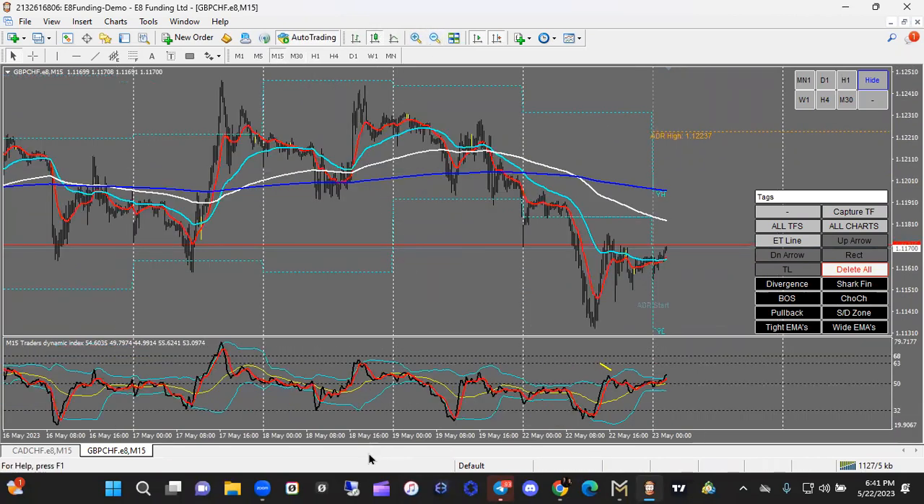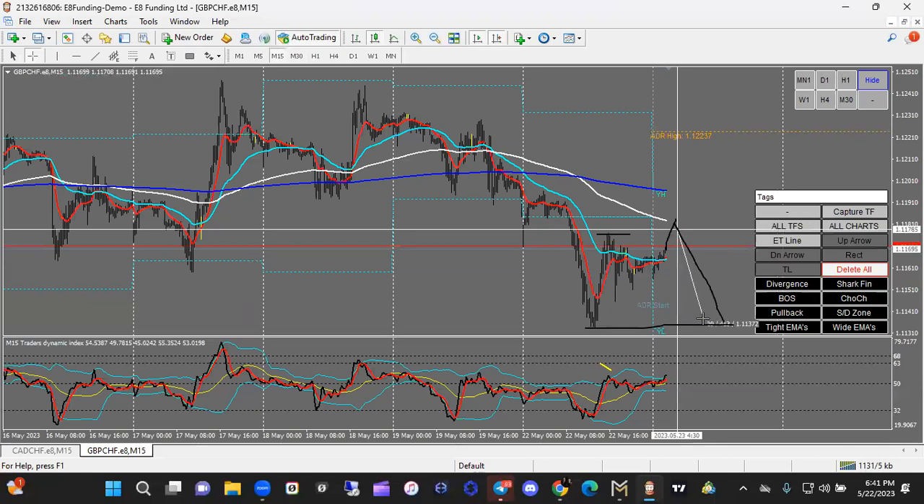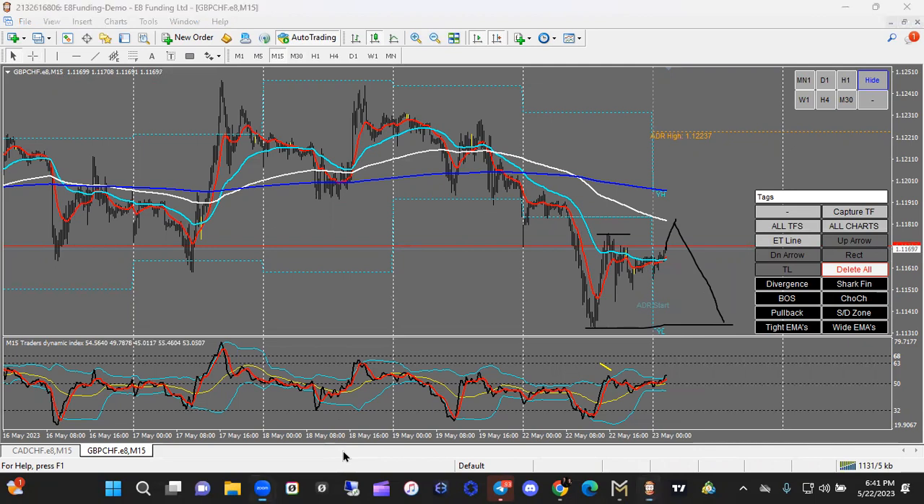I would say most likely it goes up to there, takes out this high, drops all the way back down to the low. And let's say that happens. Say it hits right down here. You're getting 44 pips. Not bad. Not too shabby. But yeah, it's looking good.